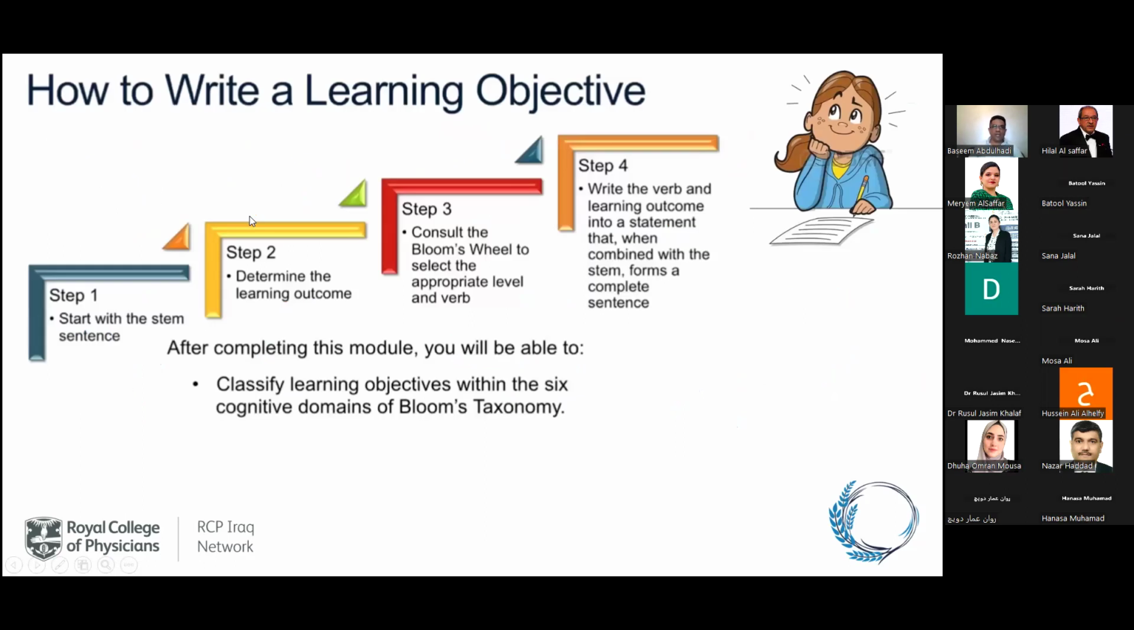And here we can summarize the steps on how to write learning objectives. Step 1, start with the stem sentence: after completing this module, by the end of this lecture, or by the end of this session, you will be able to. Then, in step 2, determine the learning outcome, and then consult Bloom's wheel to select the appropriate level and the action verb. And step 4, write the verb and learning outcome into a statement that, when combined with the stem, forms a complete sentence.